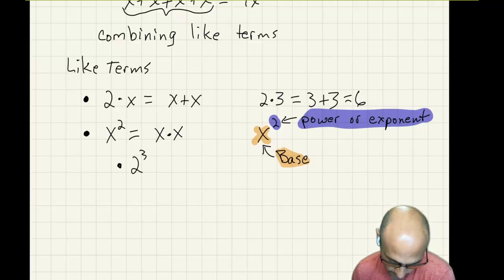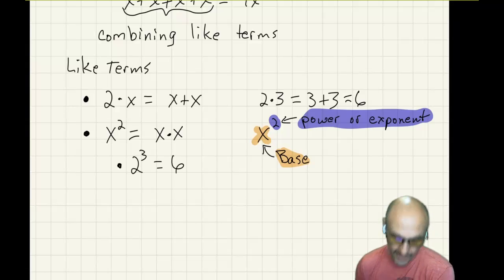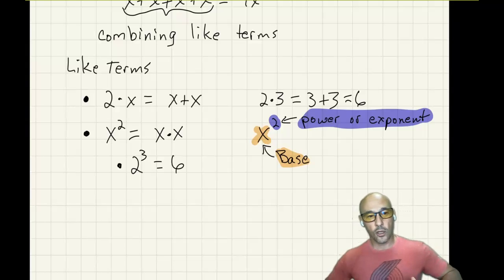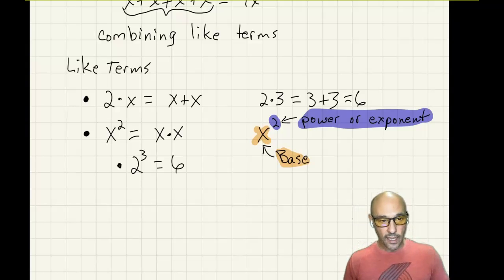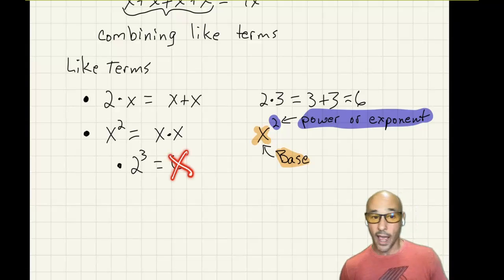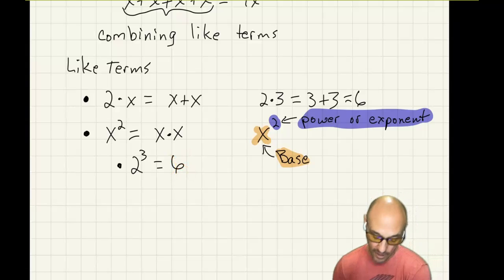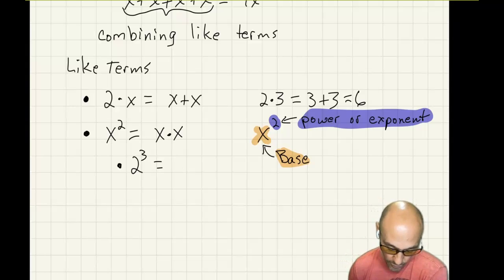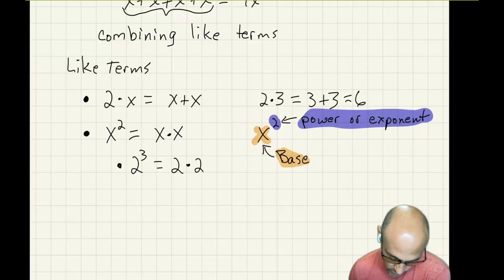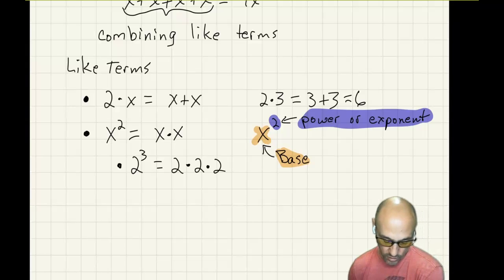2 to the third power is equal to 6. Now, you look at that. What are we saying when we say 2 to the third power? Because this is not correct. Not correct, okay? When we say 2 to the third power, we're actually saying 2 times 2 times 2.